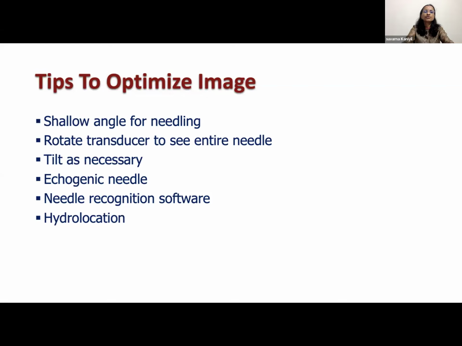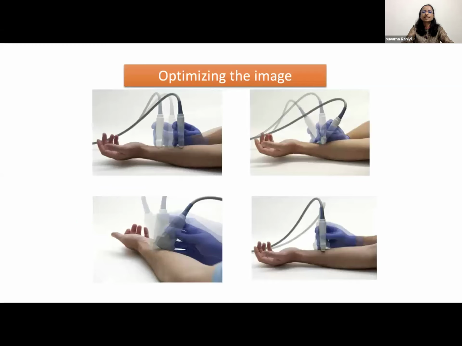And if you want, you can use an echogenic needle that also improves the visualization. And whenever you are in doubt, go for hydrolocation. Nowadays there are several needle recognition software packages also available. You can optimize the image by your tilting movements or some rotation movements.